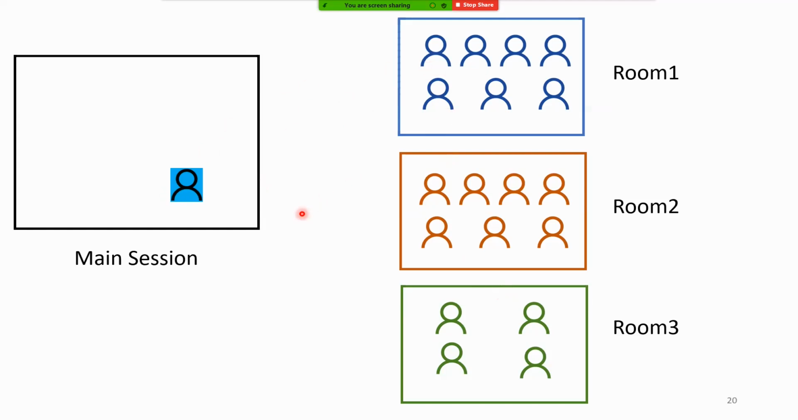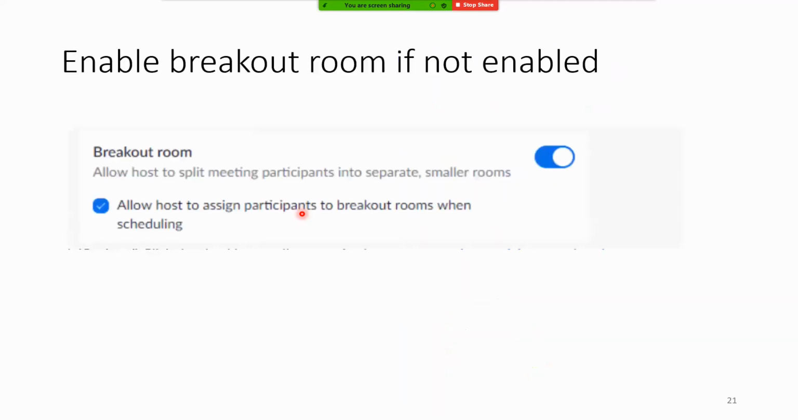So I will show you how to enable breakout rooms. First of all, you need to do the configuration, and that you need to do from the web portal, where you go to learn.zoom.us, and then you go to settings, and under settings, if you search for breakout room, you will see it, and you need to enable that.